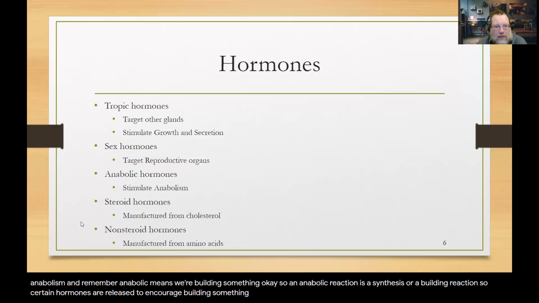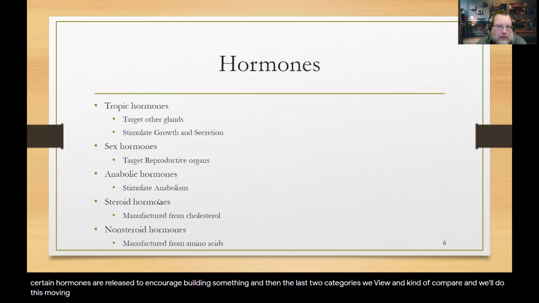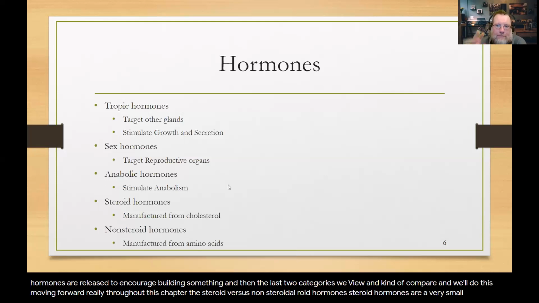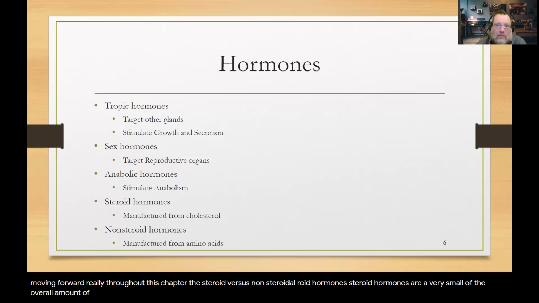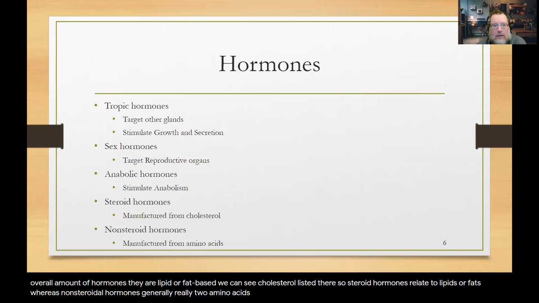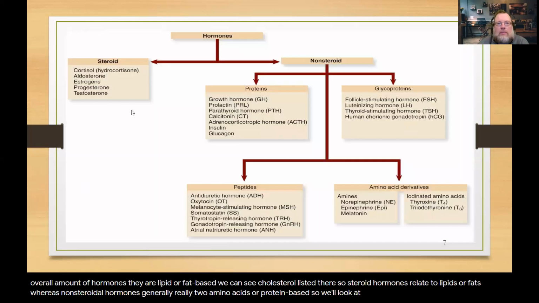Okay. And then the last 2 categories we view and compare, and we'll do this moving forward throughout this chapter, the steroid versus non-steroid hormones. Steroid hormones are a very small percentage of the overall amount of hormones. They are lipid or fat-based. We can see cholesterol listed there. So steroid hormones relate to lipids or fats, whereas non-steroidal hormones generally relate to amino acids, okay, or protein-based. So we'll look at some of those now.